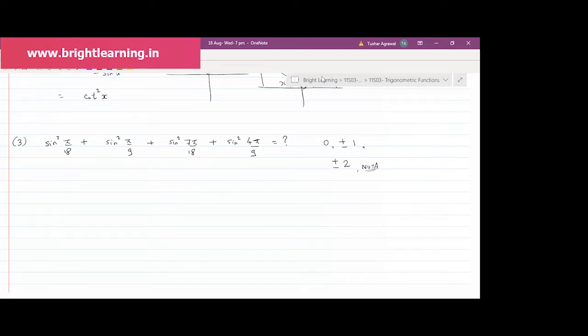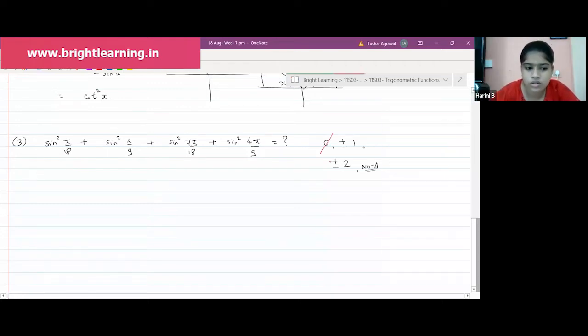Just type something in the chat box. Dhananjay, wrong. One answer by common sense you can eliminate. That zero will definitely not be the answer.